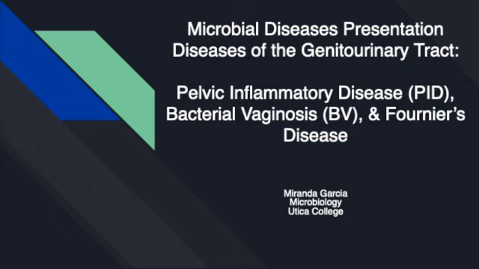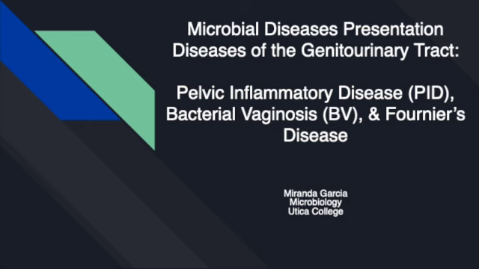Hi everyone, today we are going to be talking about microbial diseases. Specifically, we are discussing diseases of the genitourinary tract, and we will be talking about three specific diseases. The first is pelvic inflammatory disease, abbreviated as PID. The second will be bacterial vaginosis, abbreviated as BV. And the third will be Fournier's disease, otherwise known as Fournier's gangrene.